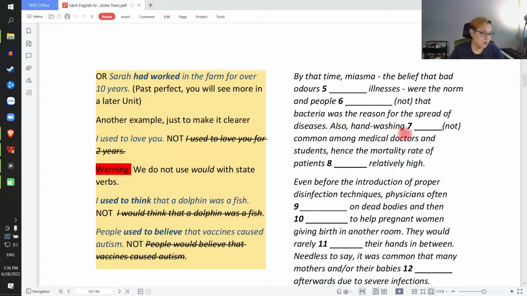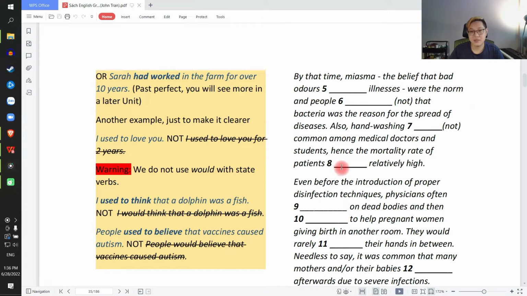Also, hand washing wasn't common among medical doctors and students. Hence, the mortality rate of patients was relatively high. Why was, but not were? Because mortality rate of patients, the word mortality rate is the main word here, and that is singular. So that's why it's was.